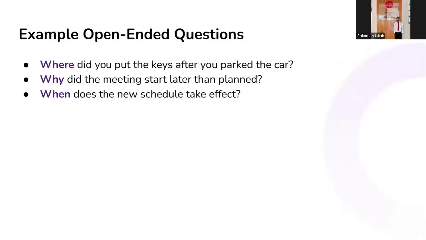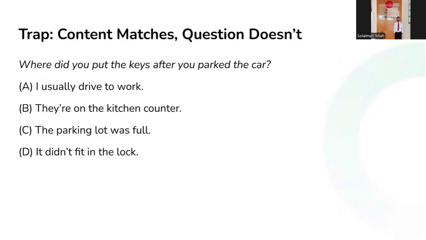Here are a few examples of open-ended questions you might hear. Notice that each one clearly signals the type of information the speaker wants: a place, a reason, or a time. As you listen, training yourself to immediately recognize that question word helps you predict what a correct answer should sound like before you even look at the options. Now let's take a look at a common type of trap.